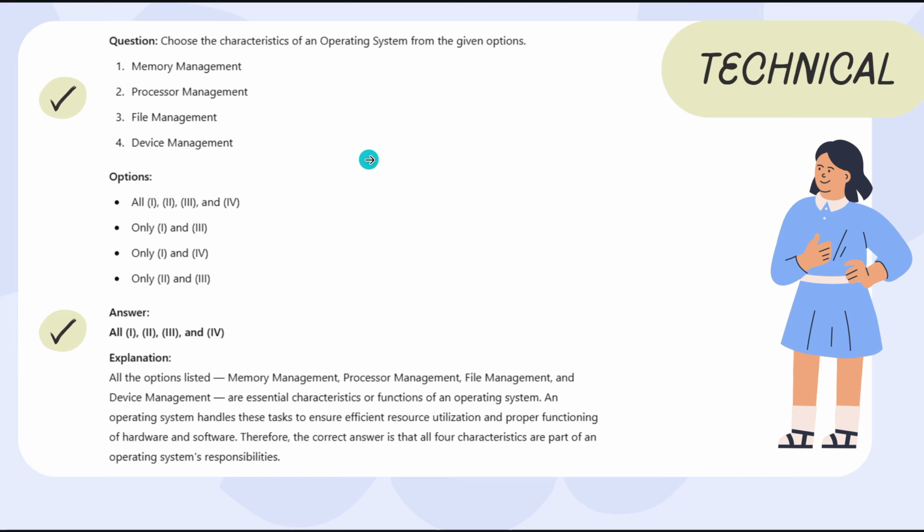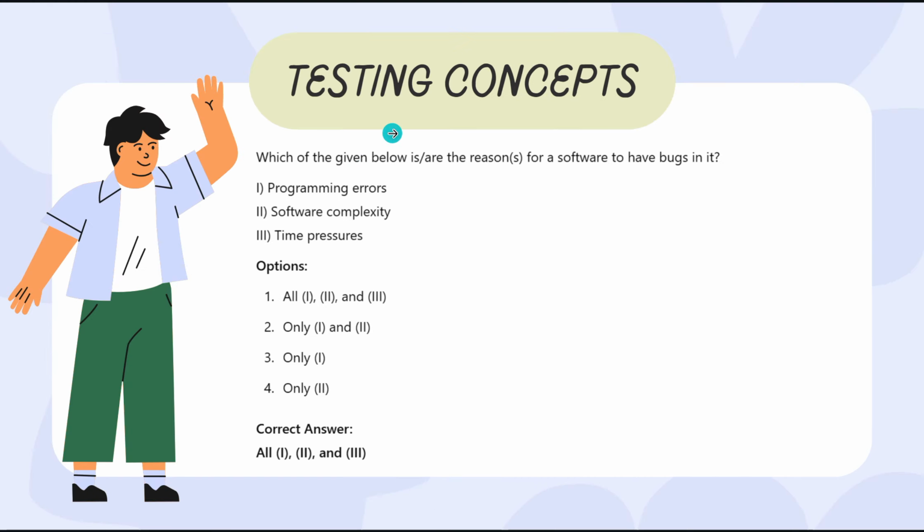Okay, let us move to another question. This is also from testing concepts. Which of the following are the reasons for the software to have bugs in it? Programming errors, software complexity and time pressure. So all of them are the reasons for the software to have bugs in it.